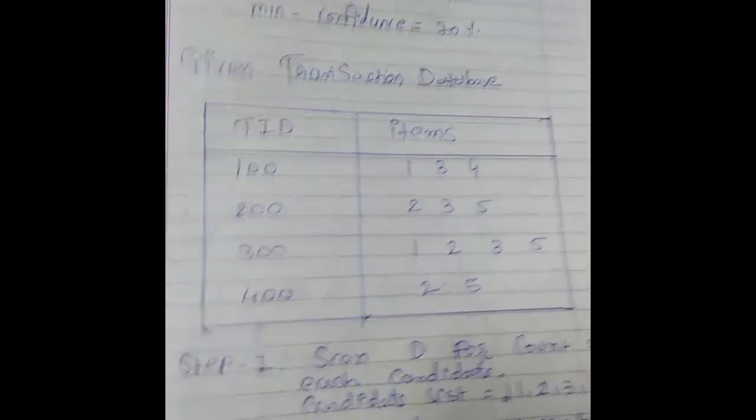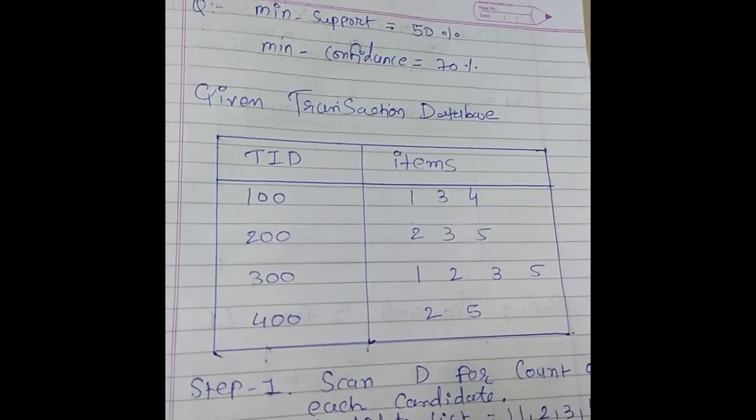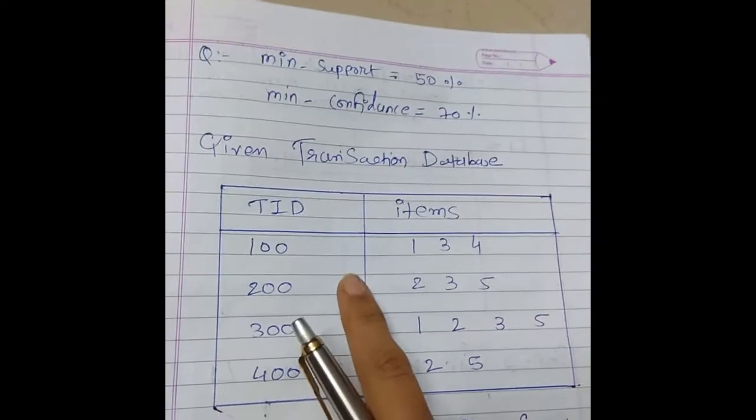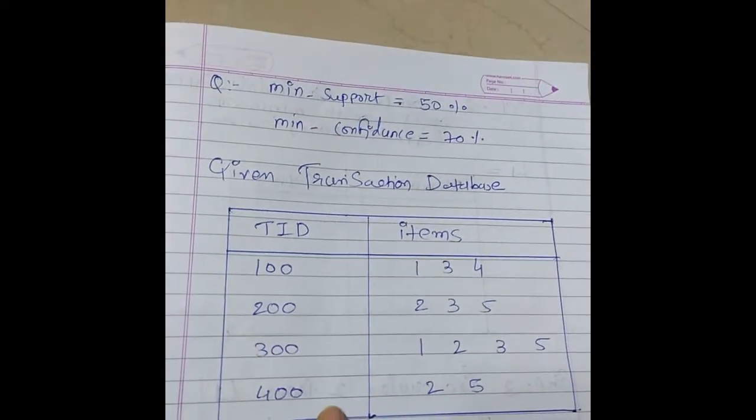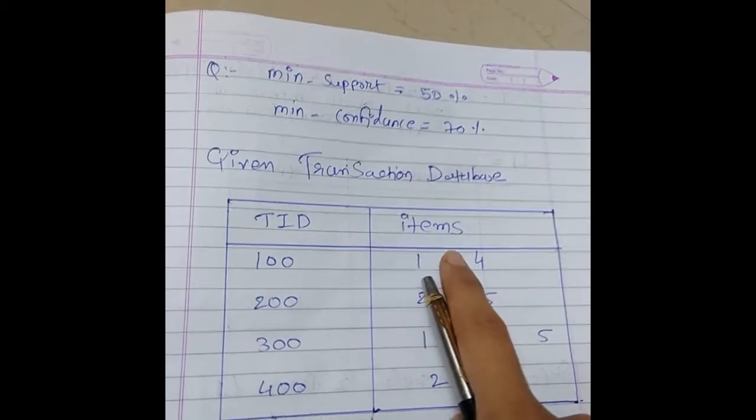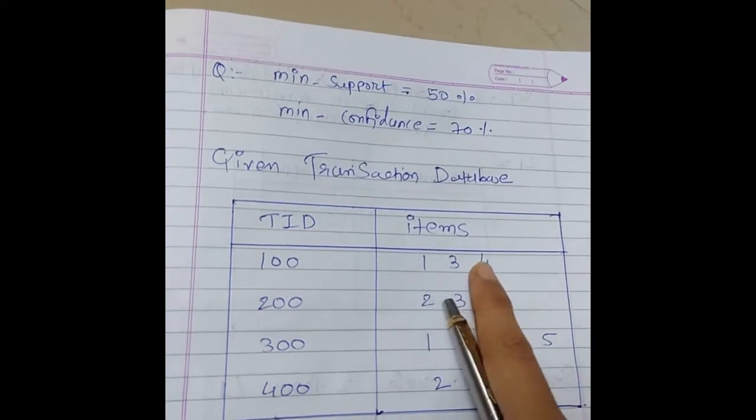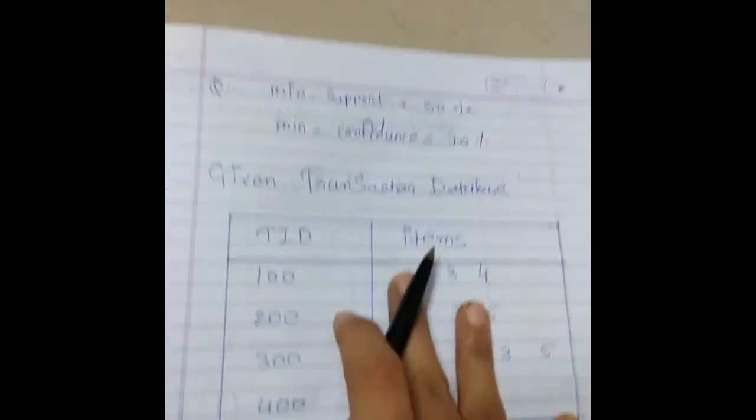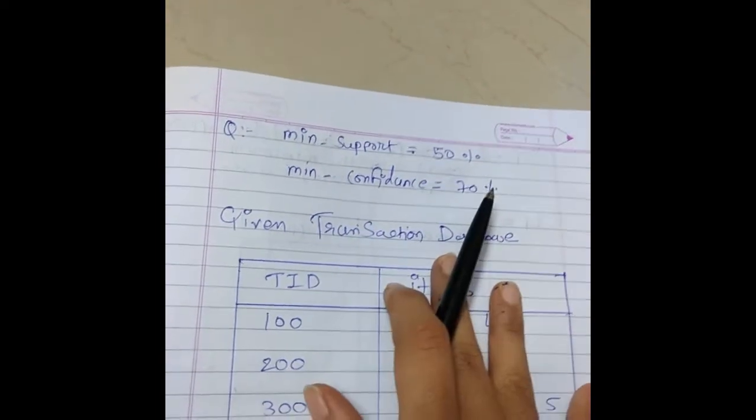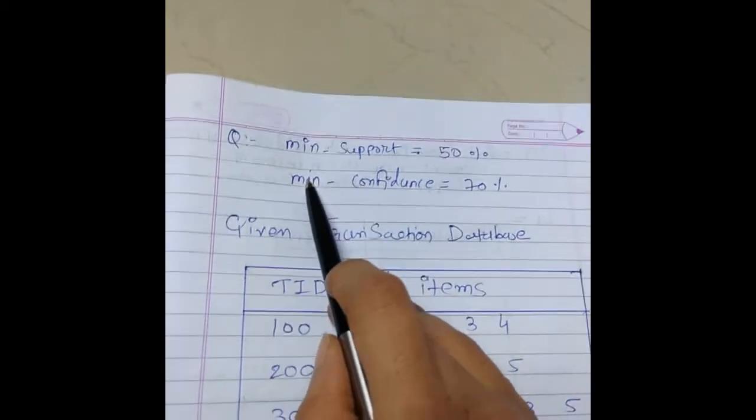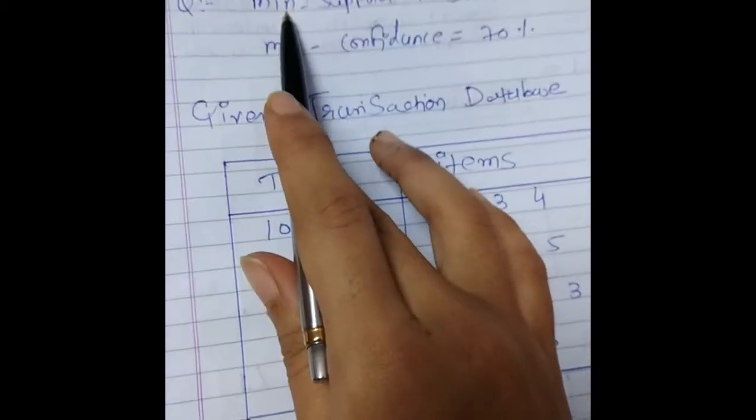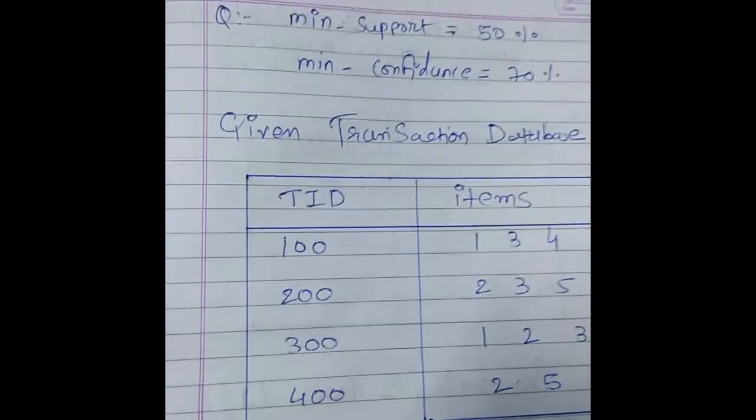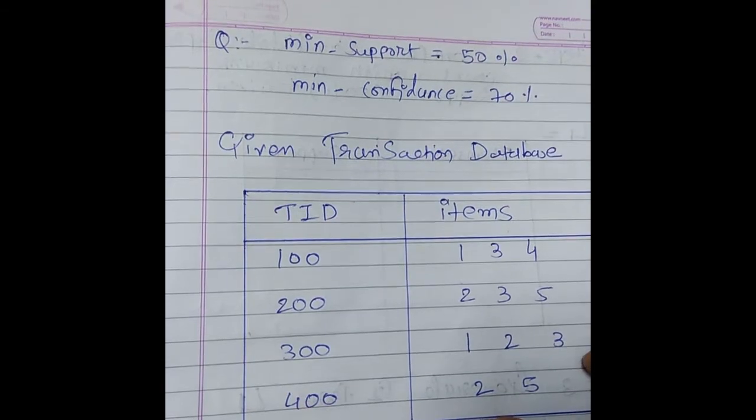Okay, so this is the transaction history that is given in the question. Here 4 transactions are given. The transaction IDs are 100, 200, 300 and 400, and this is the item set that is purchased in each transaction. In the question, 2 other pieces of information are also given: first is a minimum support and second is a minimum confidence. Now you know what support and confidence are.